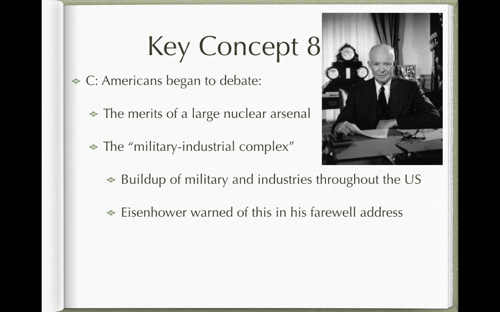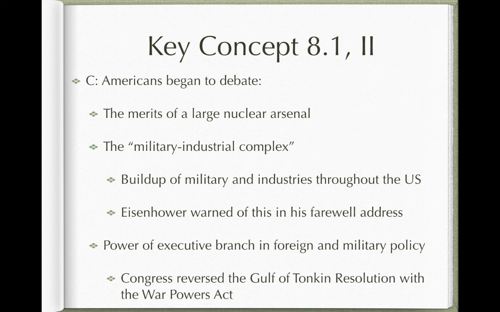And here's Eisenhower. So the power of the executive branch in foreign and military policy will increase drastically as well during this time, and many Americans begin to debate whether or not that is a good thing. So Congress will reverse the Gulf of Tonkin Resolution with the War Powers Act. And the Gulf of Tonkin Resolution essentially gave LBJ a blank check to escalate the conflict in Vietnam as much as he saw necessary. And the War Powers Act will limit the ability of the president to send troops in combat without consulting with Congress.